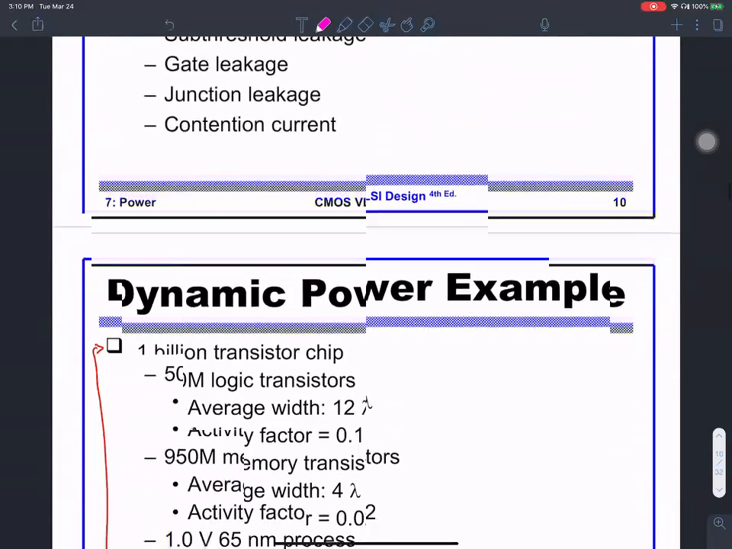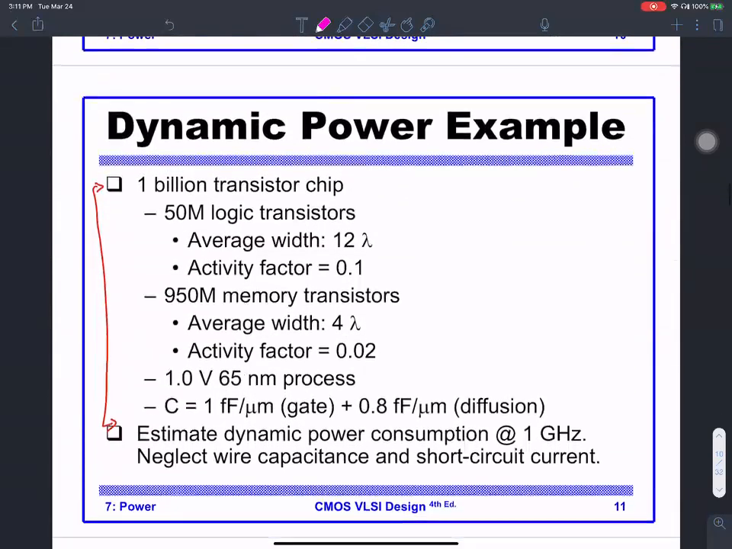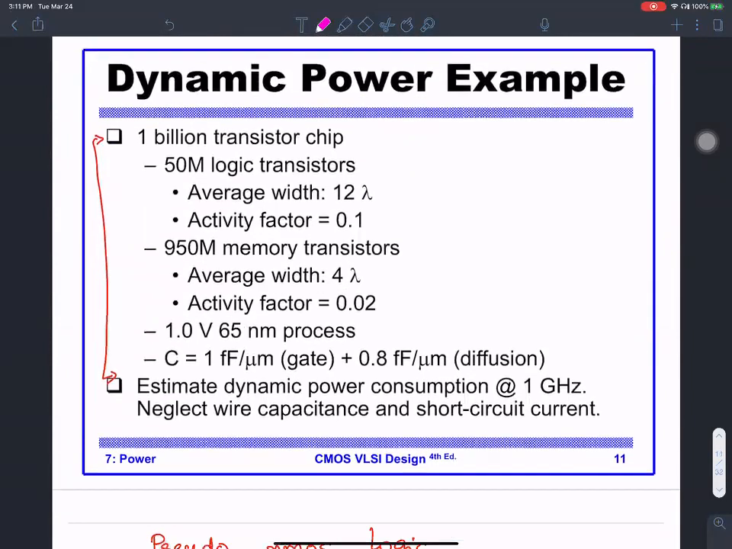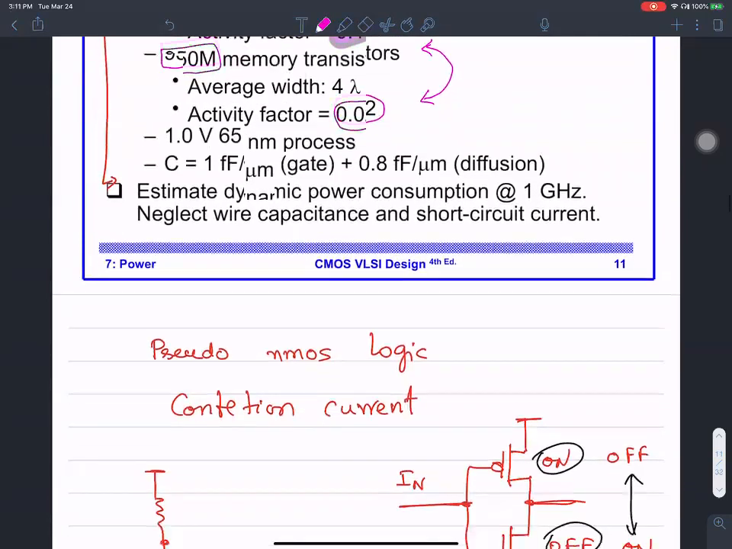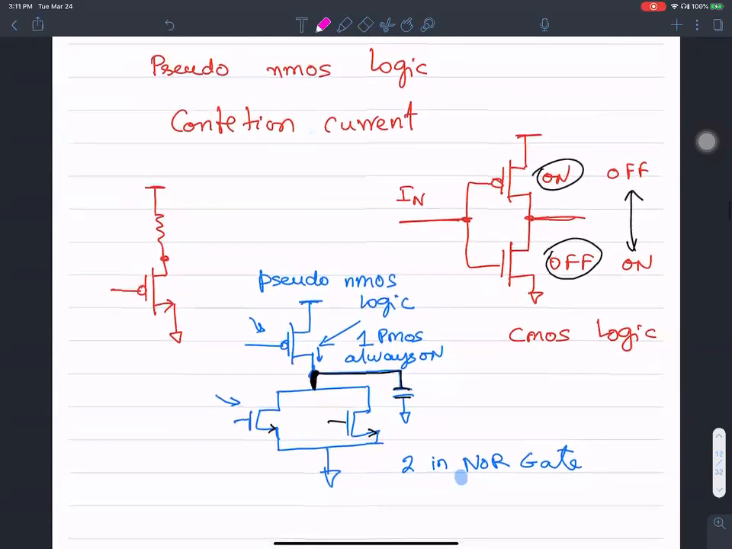Okay, and then we went into an example of dynamic power estimation, and then we saw that a large number of memory transistors with a really small activity factor consume almost the same, a comparable amount of power to a small number of logic transistors that are switching really fast, that have an order of magnitude higher activity factor. Okay, and then we went into the idea of contention current.